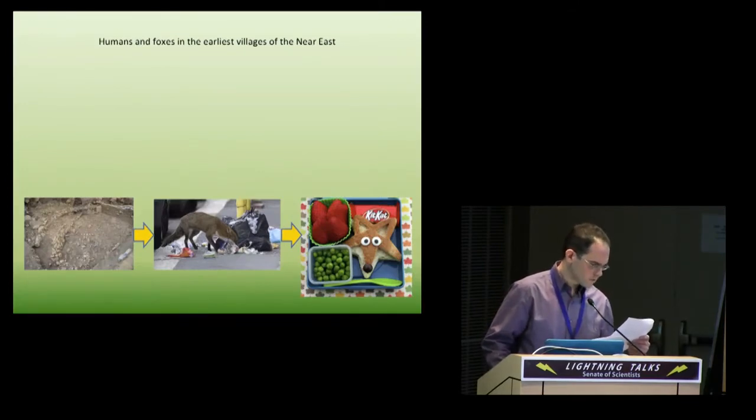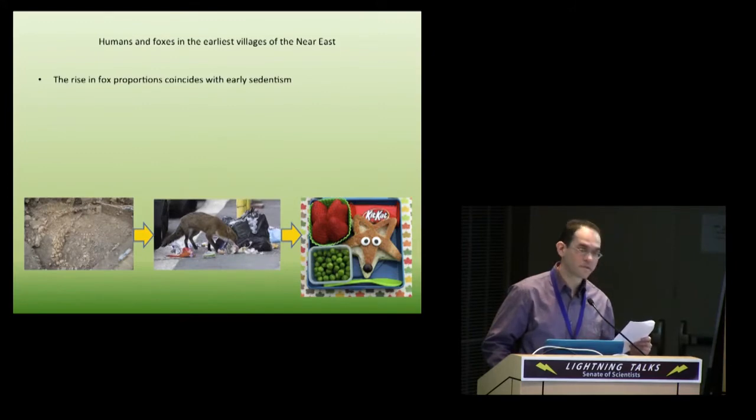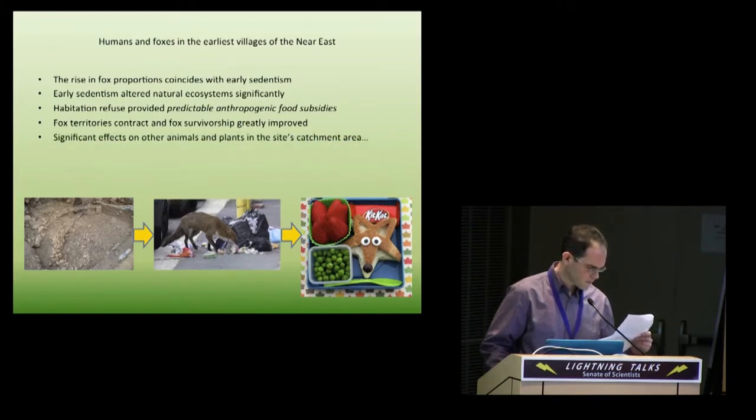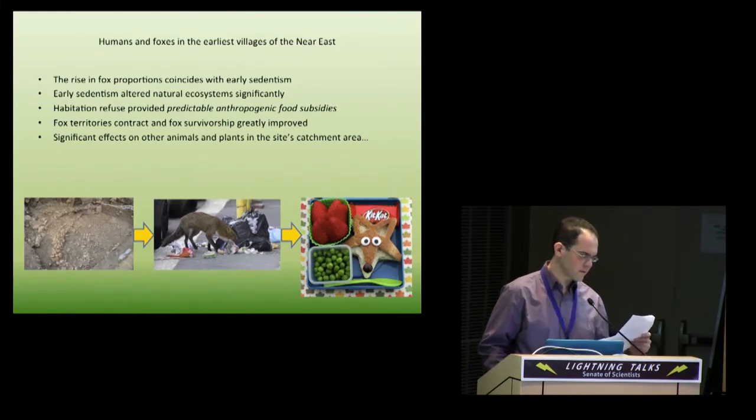From all that, a more refined model could be suggested, and simply pictured here. The rise in fox proportions coinciding with the appearance of multiple archaeological markers of sedentism is probably no accident. Early human sedentism altered the natural ecosystem in the site's catchment much more significantly than the short-lived camps that had existed before. The habitation refuse in and around the settlements provided predictable anthropogenic food subsidies that caused fox territories to contract and greatly improved fox survival. And of course, this overabundance of foxes and other mesocarnivores is frequently seen today in inhabited areas lacking strict sanitary practices. This phenomenon undoubtedly had significant effects on other animals and plants in the site's catchment area.